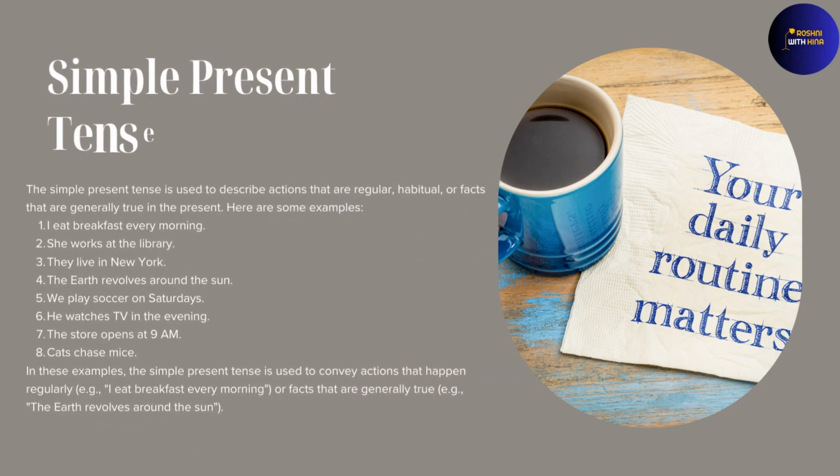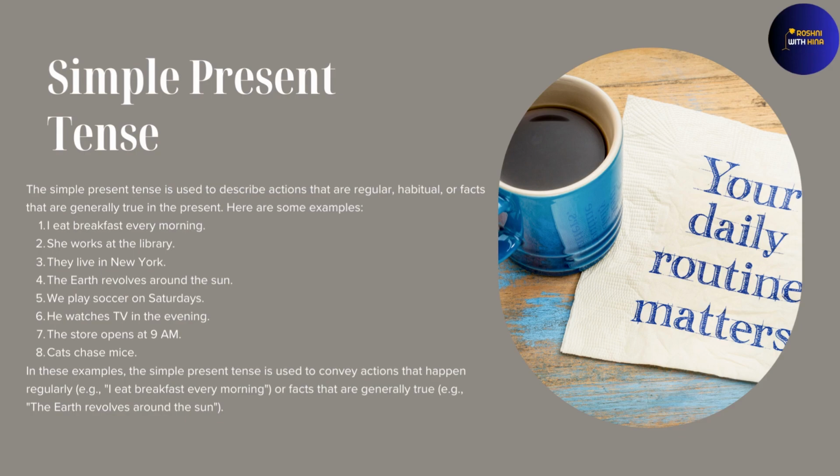Simple present tense. The simple present tense is used to describe actions that are regular, habitual, or facts that are generally true in the present. Here are some examples. I eat breakfast every morning. She works at a library. They live in New York.